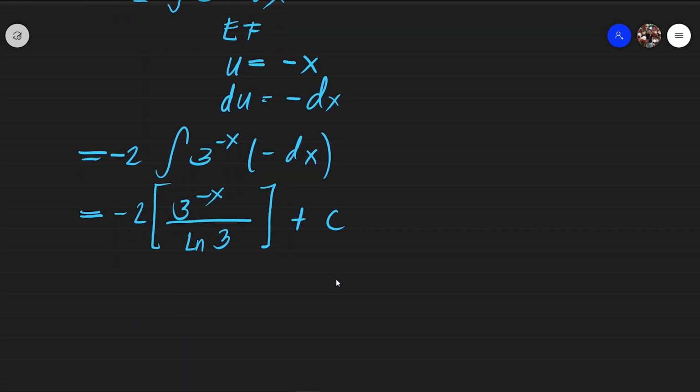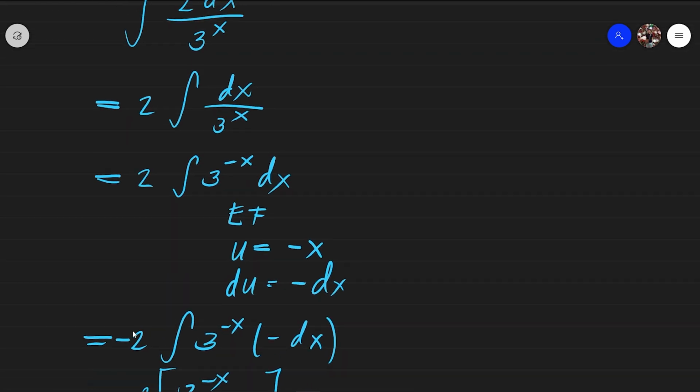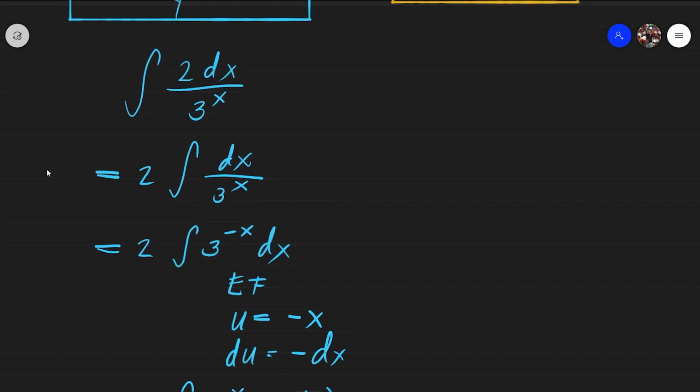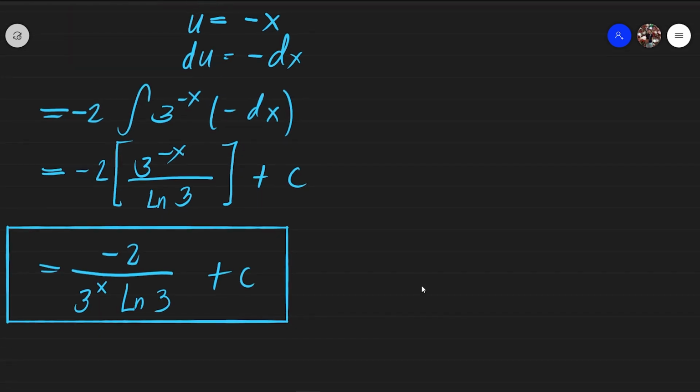So this is equal to -2. I can put 3 raised to negative x in the denominator. So this will be -2 all over 3 raised to x, which becomes positive x in the exponent, and multiply by ln 3. Of course, plus c. Now this will be our final answer for the integral of 2 dx all over 3 raised to x. So this is our answer.